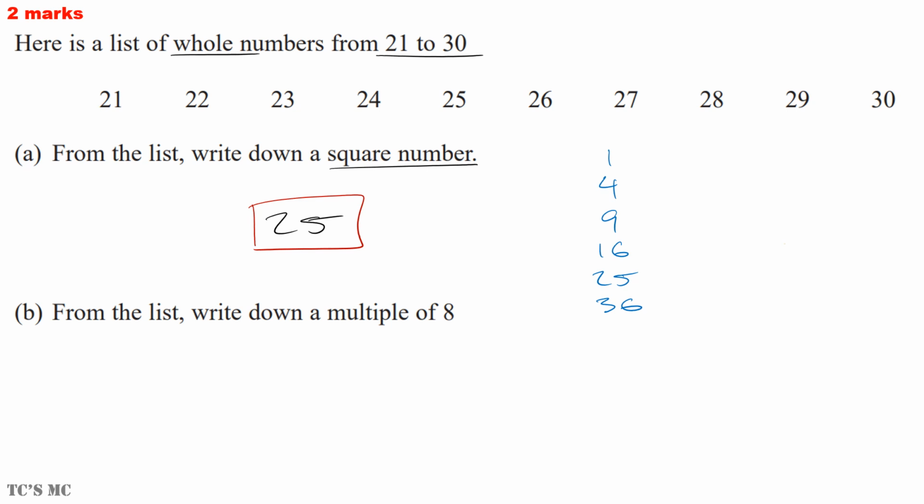Part B. From the list, write down a multiple of 8. That means a number in the 8 times tables. 1 times 8 is 8, 2 times 8 is 16, 3 times 8 is 24, 4 times 8 is 32, and so on. The only number in the 8 times tables in this list is 24. For 1 mark in Part B, that is all we need to write.